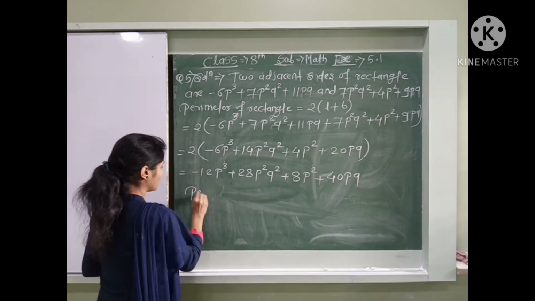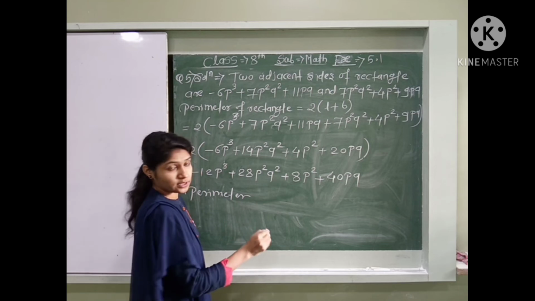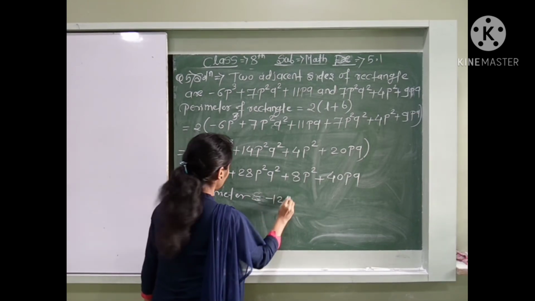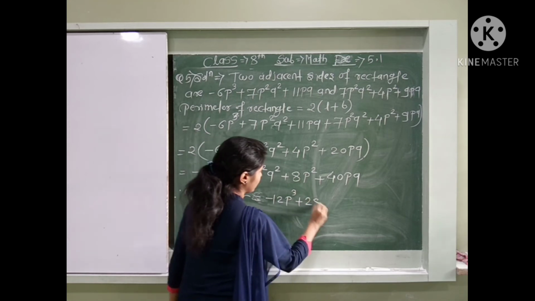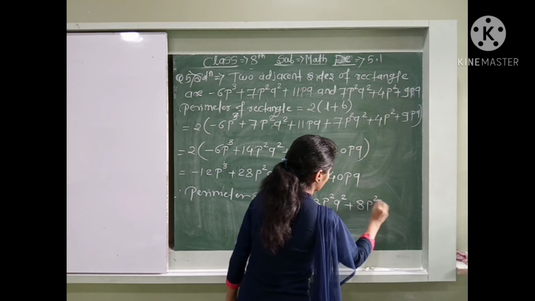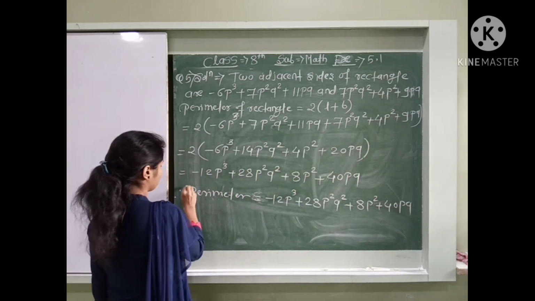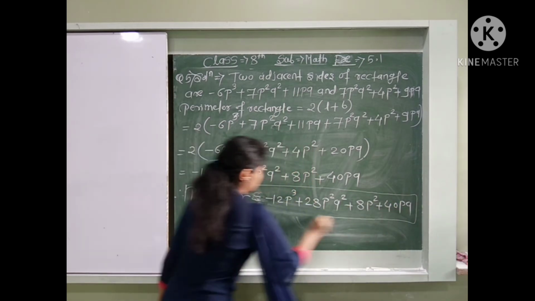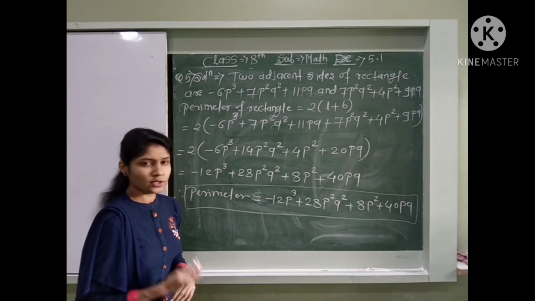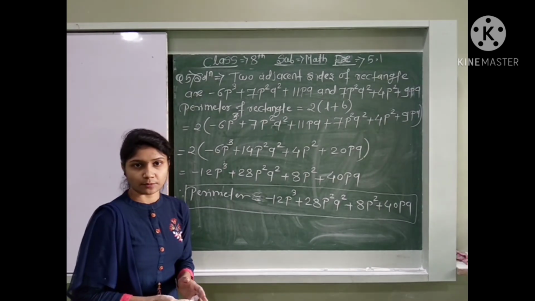So what is the perimeter? Therefore, the perimeter of this rectangle is equal to minus 12p cube plus 28p square q square plus 8p square plus 40p cube. This is the answer of this question. Understand? You have to solve this type of example according to this question.